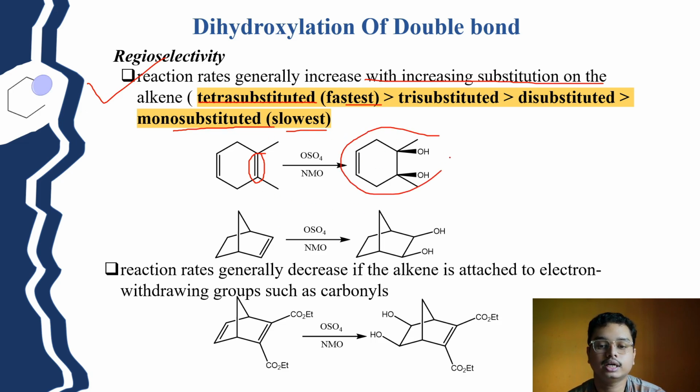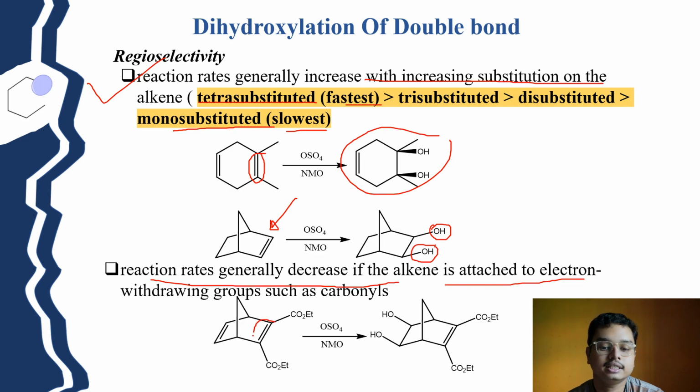So this is the product. Similarly, OsO4 actually attacks from the above side to generate this particular product, and this is to eliminate the steric repulsion, similar to what we had discussed in the MCPBA part also. However, the reaction rate generally decreases if the alkene is attached to electron withdrawing groups.